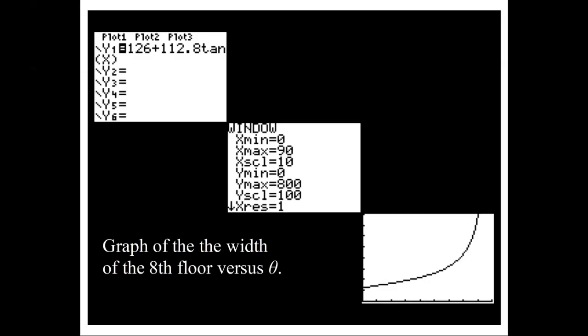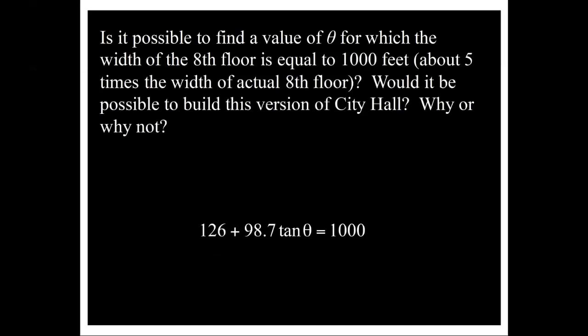Now, maybe this is a silly question, but you could also ask, is it possible to find an angle, the angle between the face of the building and the perpendicular, for which the width of the eighth floor is like 1,000 feet? That's about five times what it actually is now. The deeper question is, could you actually build it, and why or why not? So you have this equation to solve, and that's something you can do with this.